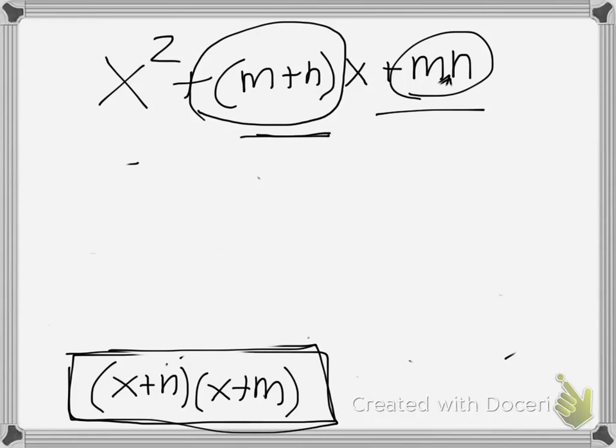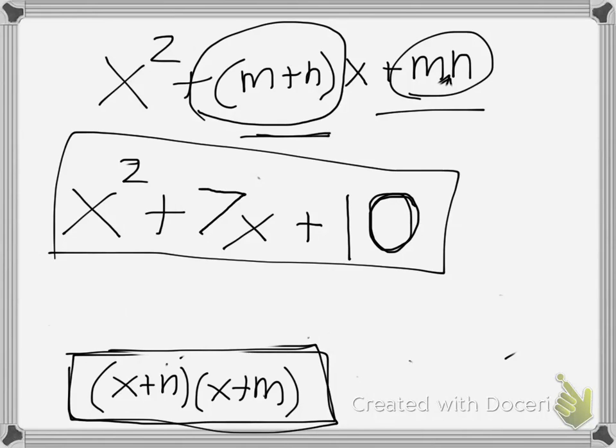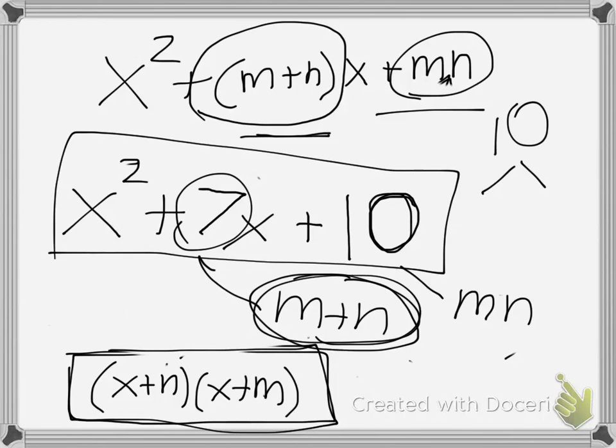So let's do something like x squared plus 7x plus 10. Yeah, that should work. So in this case, 7 is m plus n, and 10 is m times n. So what I usually like to do is break the 10 into its factors, and then see which of those factors add up to 7. Because we want m plus n.